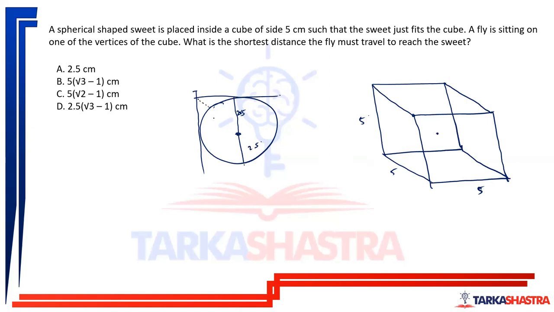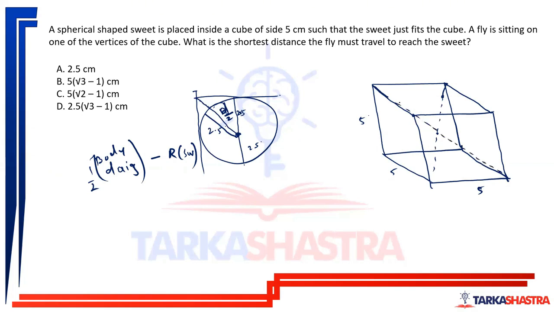Now this distance if I find from the corner, this distance will be half of the body diagonal minus this radius, which is 2.5, right? Half of the body diagonal minus radius of the sweet. Yes or no? Now, why are we considering body diagonal? Because that will be the shortest distance. Now, how to find out that body diagonal?